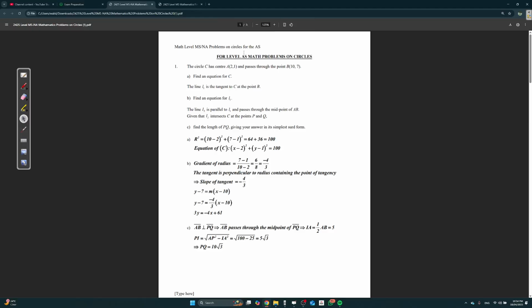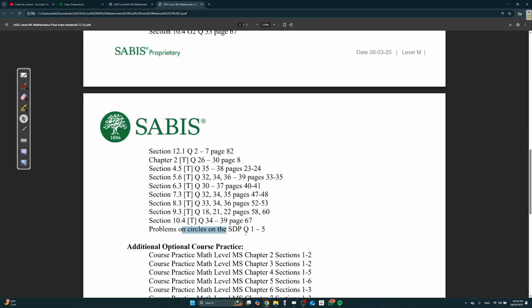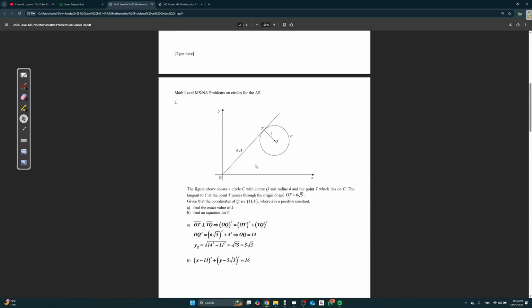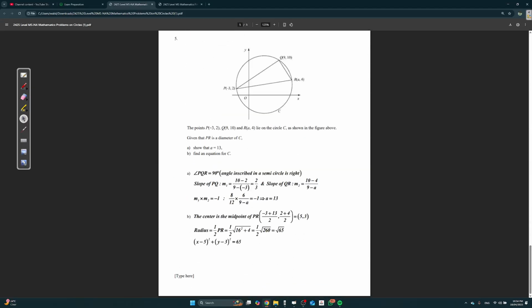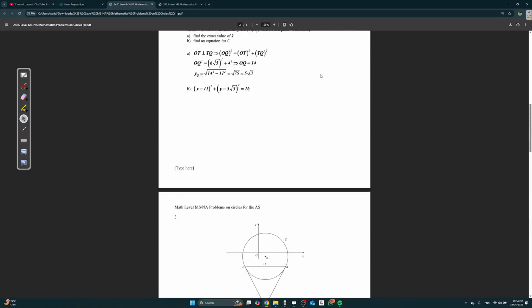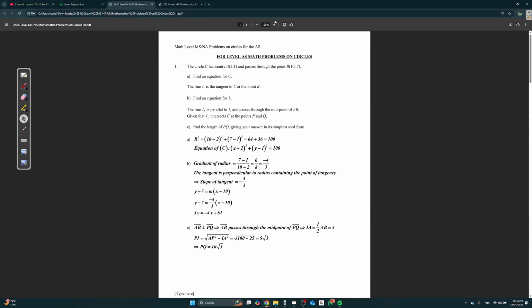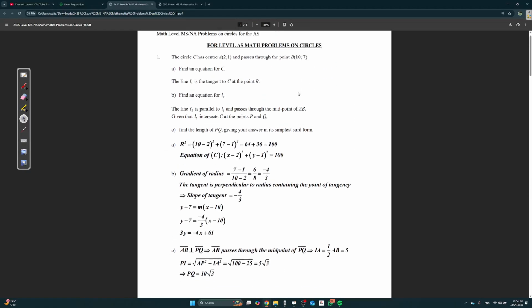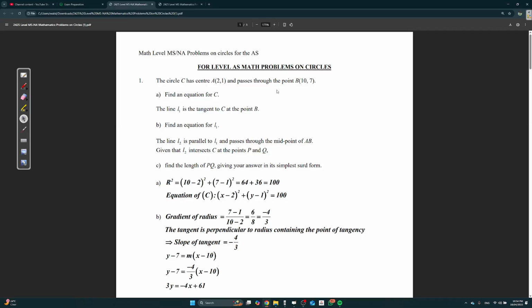Okay, so this is the problems on circles for math. She said questions 1 to 5 and the solved examples over here. We're gonna do these. They're required. I think one of them may come in the written. But let's go through them. Some of them are hard, some of them are very easy.